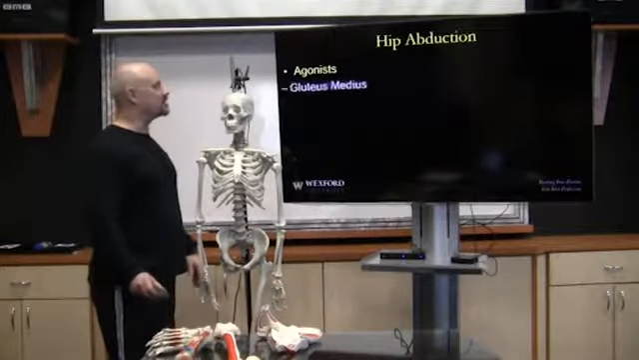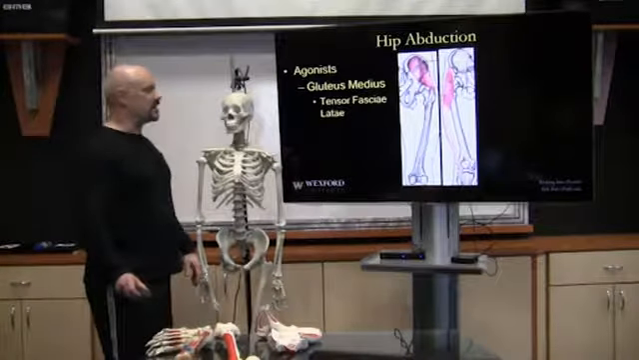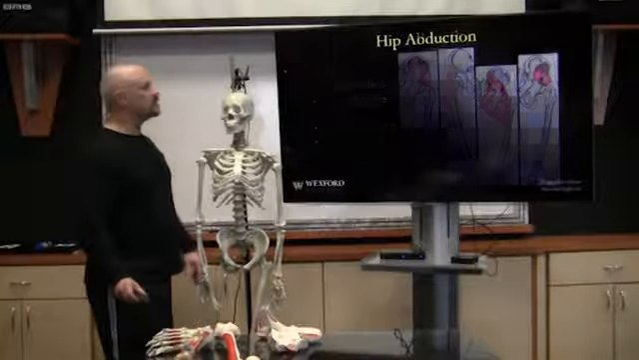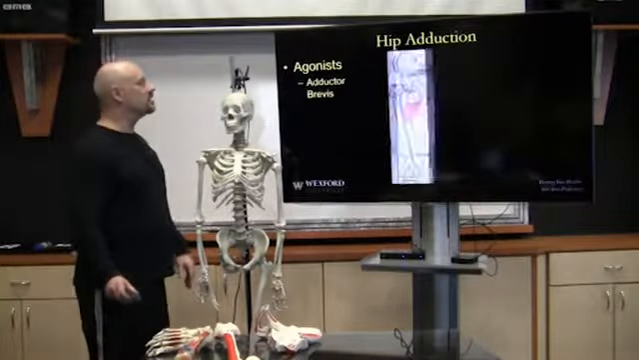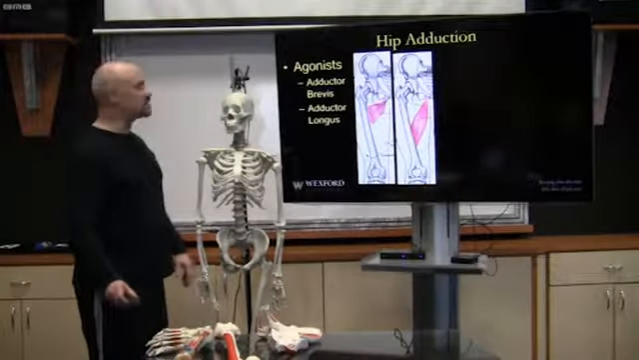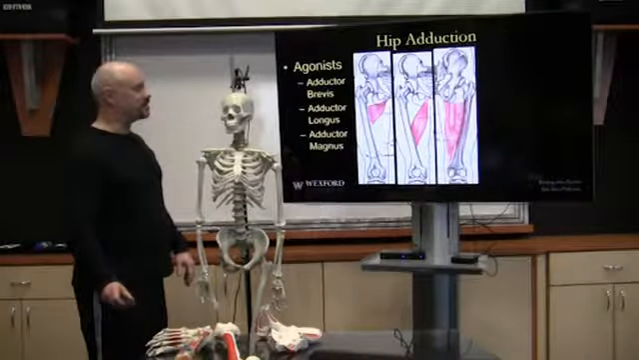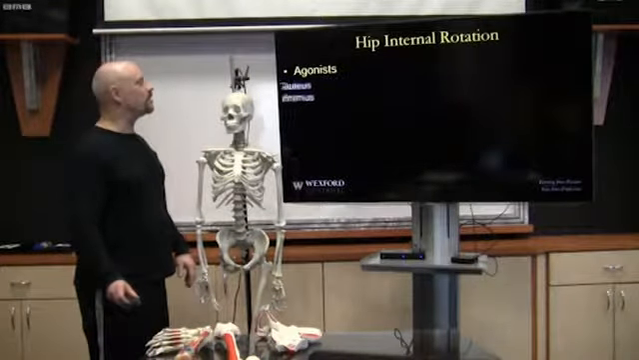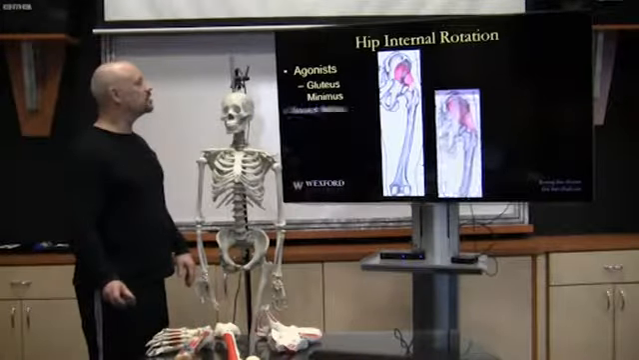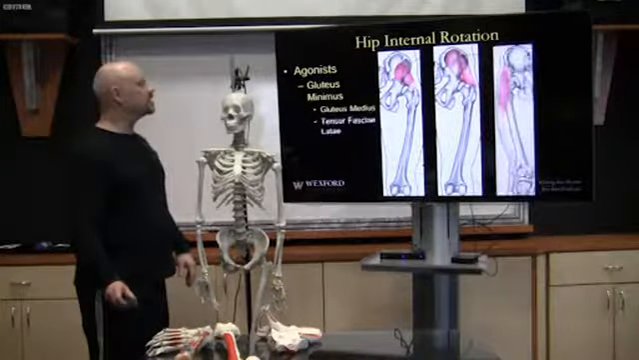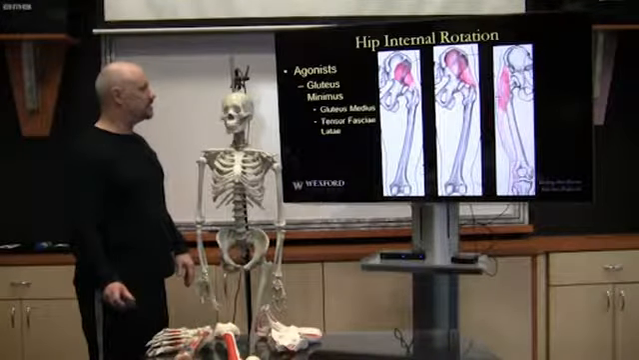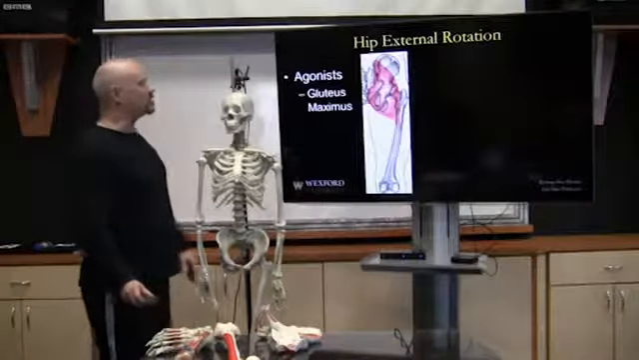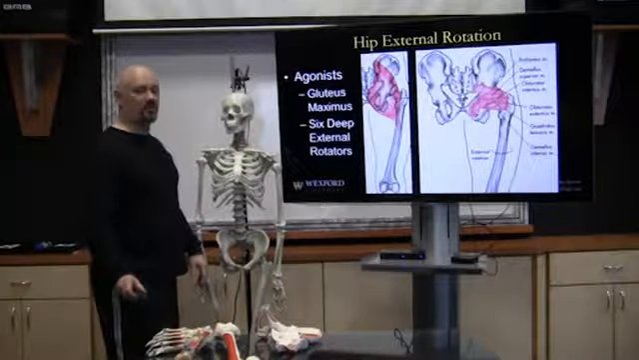Hip abduction, agonists are gluteus medius, tensor fasciae latae, gluteus maximus, gluteus minimus. For adduction, the adductor brevis, adductor longus, adductor magnus, and also the gracilis. Internal rotation at the hip, we have the gluteus minimus, the gluteus medius, and the tensor fasciae latae. Hip external rotation, we have the gluteus maximus and the six deep external rotators.